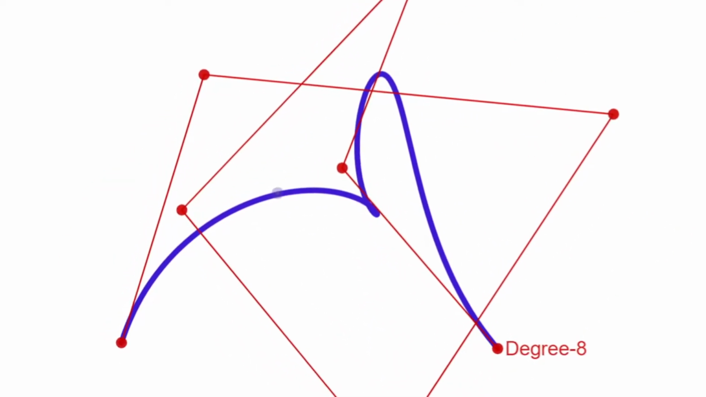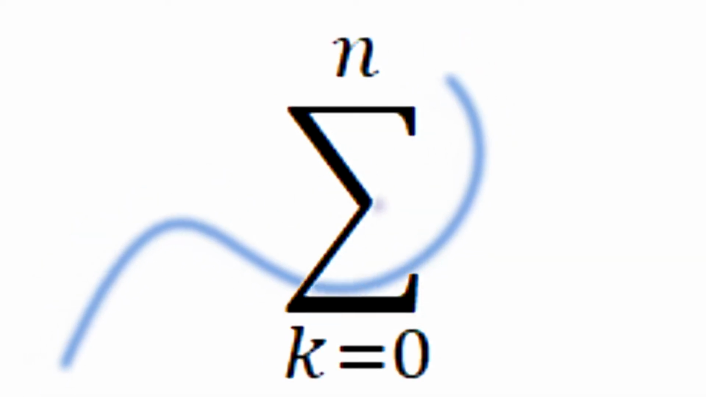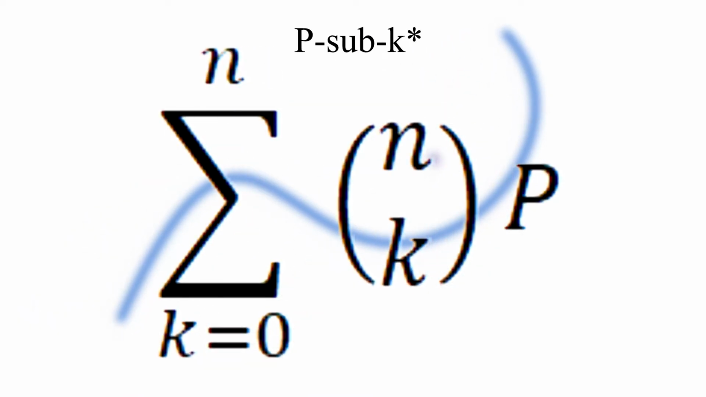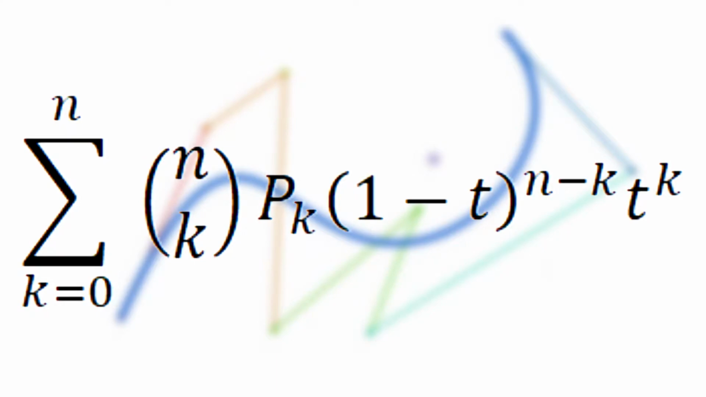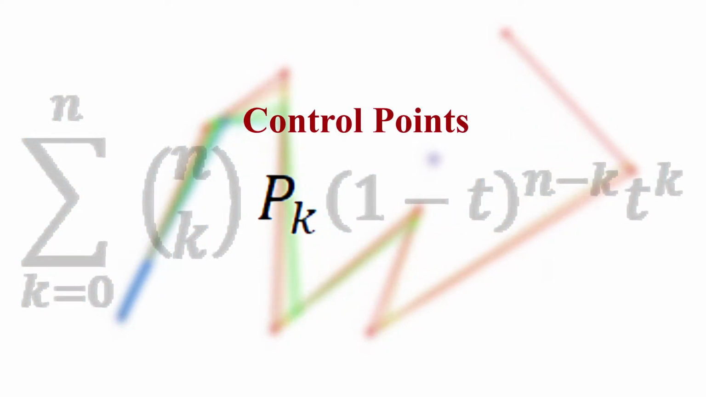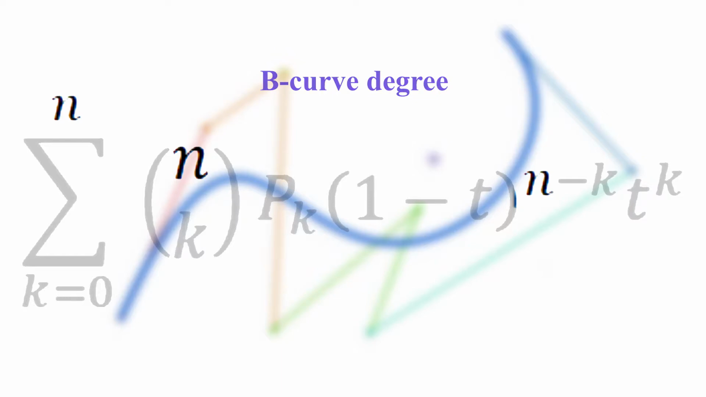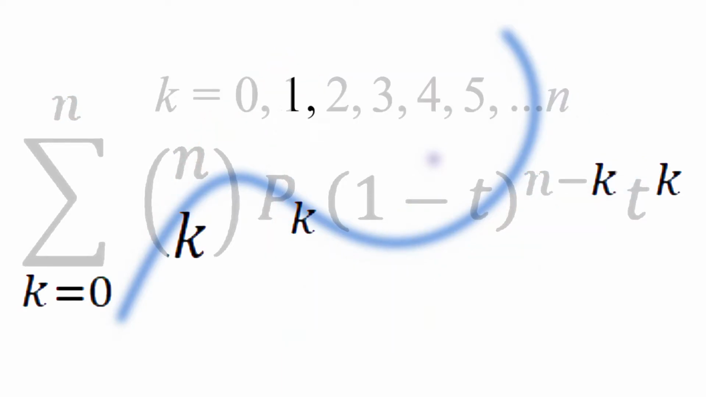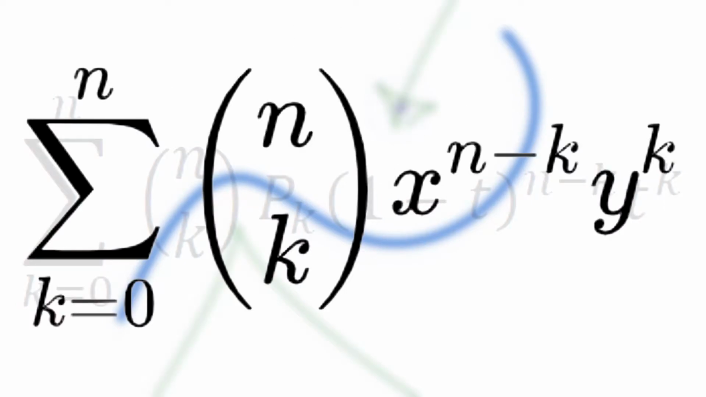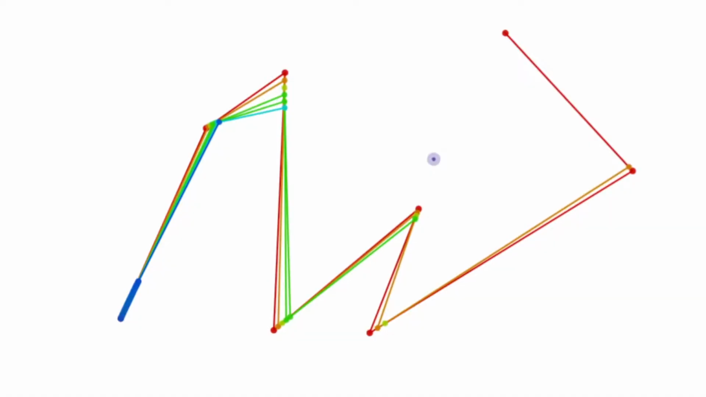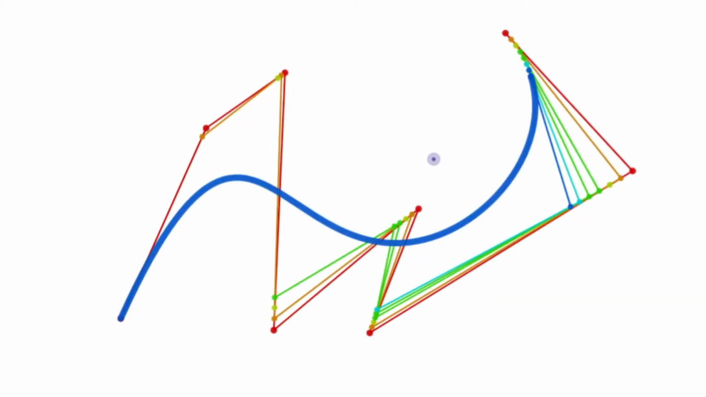Since the B-curve is a kind of parametric polynomial, the curve in its most general case is expressed as the sum from k to n of n choose k, P_k, (1 minus t) to the power of n minus k, t to the power of k, where P_k are the control points, n is the curve's degree, and k is the sequence of numbers from 0 to n. I will not go in depth of why this expression is written like the binomial theorem or why this generalizes all Bézier curves. Rather, I will only explain how these parameters work geometrically in the graph.